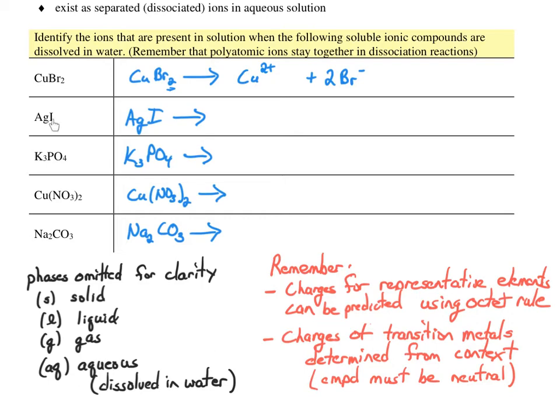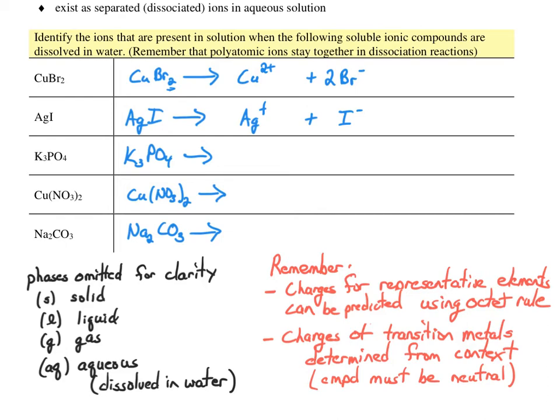Silver iodide. Iodide is another 7A element. It has 7 valence electrons. It's going to accept 1 electron to go to a -1 charge. Silver, therefore, must have a +1 charge. Silver is one of the rare transition metals that always has the same charge. Silver is always going to be +1. Most of the transition metals can have more than one different possible charge.